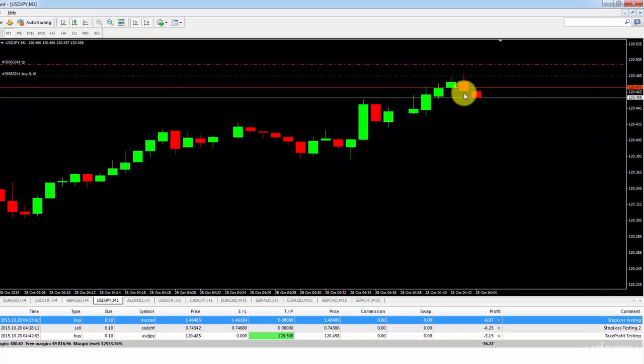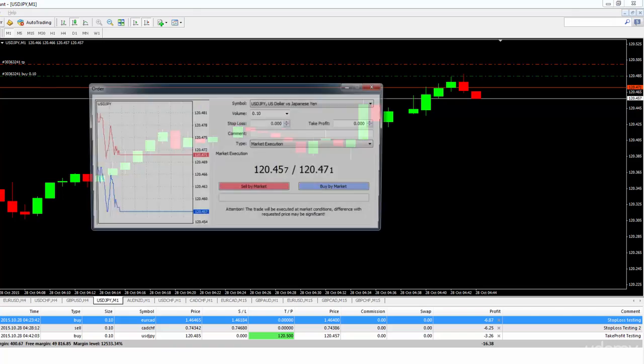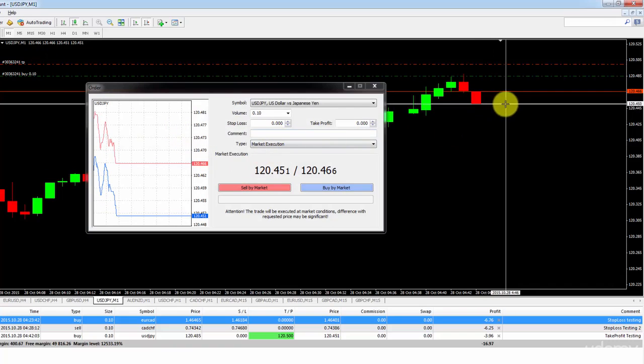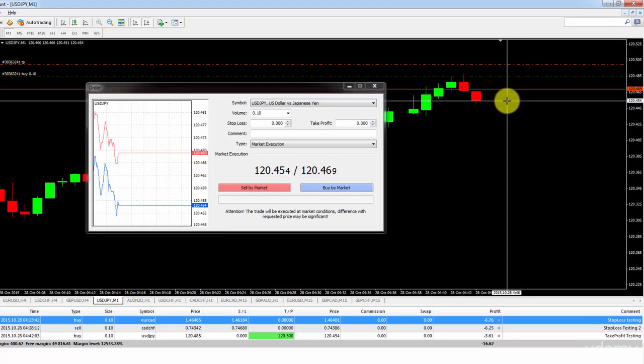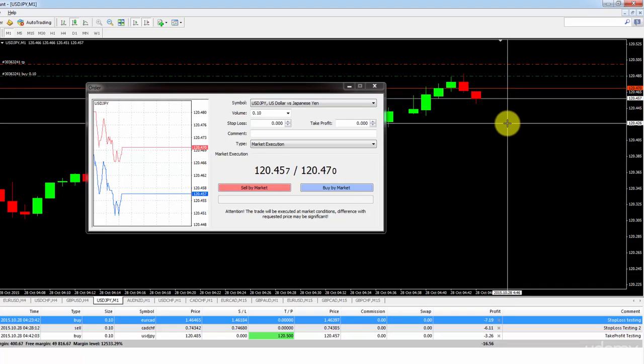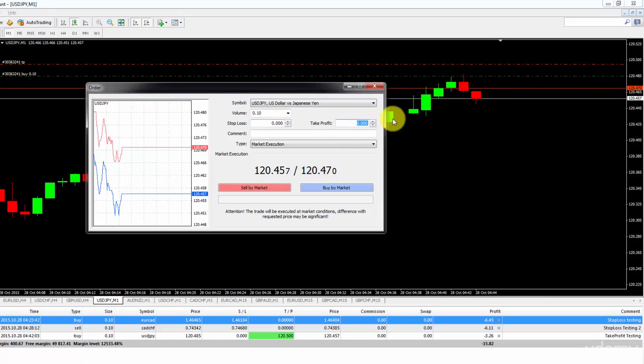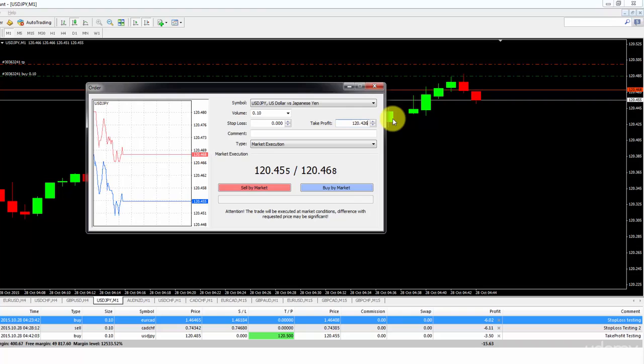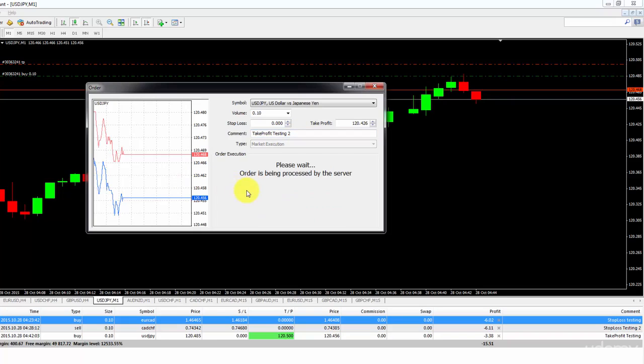Okay, so there we go. That's our buy order up there at the top. Now we're going to open a sell order, and we're going to set a take profit for that sell order as well. So let's go ahead, new order. We want to create a sell order somewhere here, at market price, and we'll set the take profit at 120.426, and we say take profit testing 2 and sell by market.